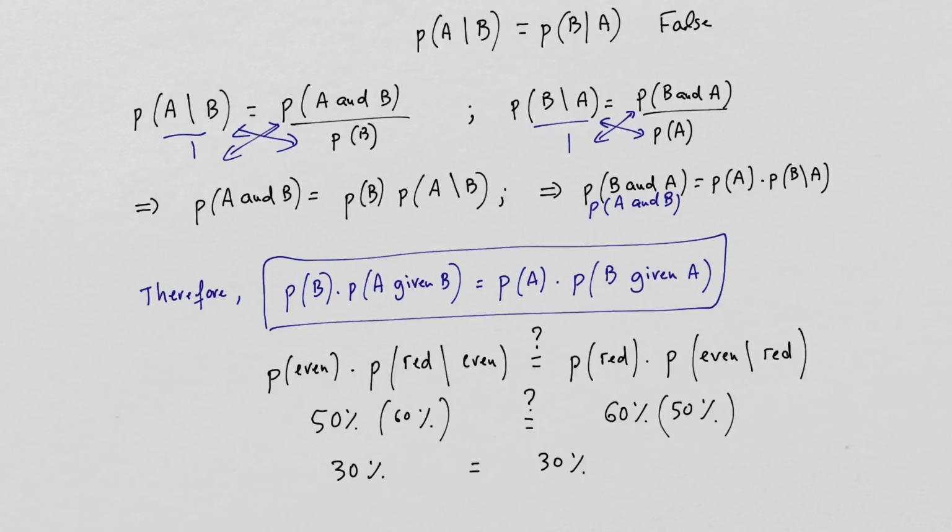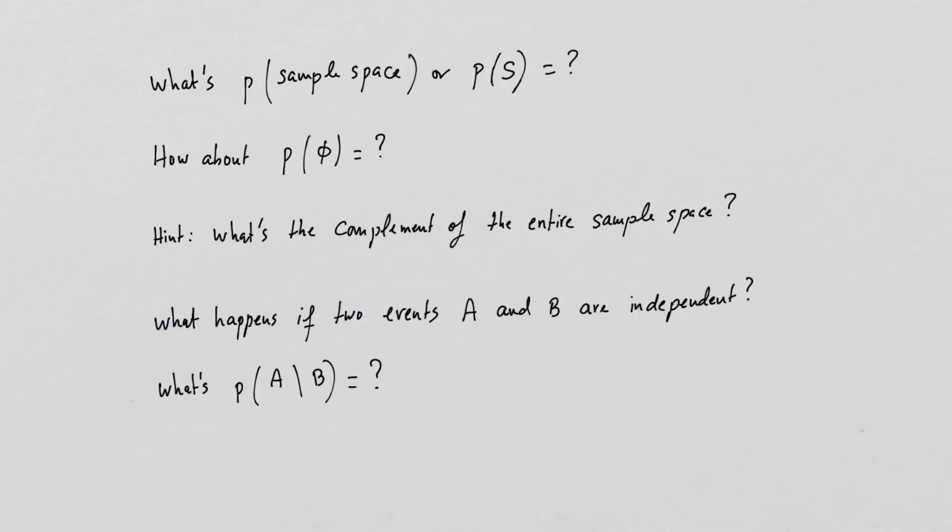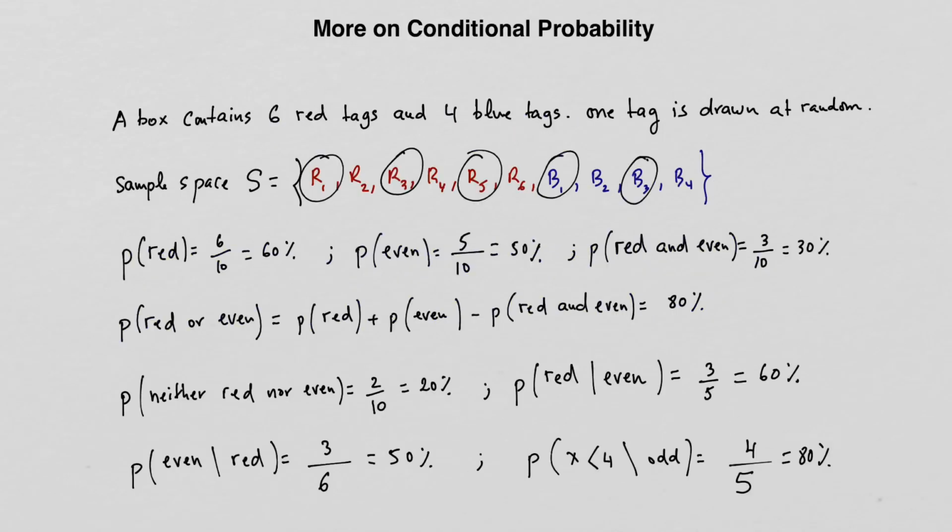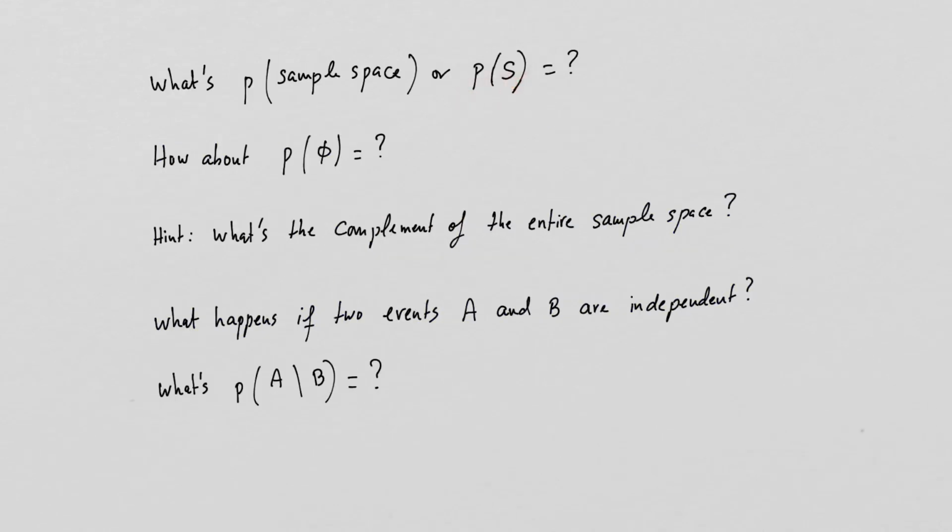So now, for fun, imagine I ask you these silly questions. What's the probability of the entire sample space, like this one? Right? What's the probability that you pick a tag at random and it turns out to be one of them? Well, it's 100%, right? The probability of a sample space is always 1. That's a fact.